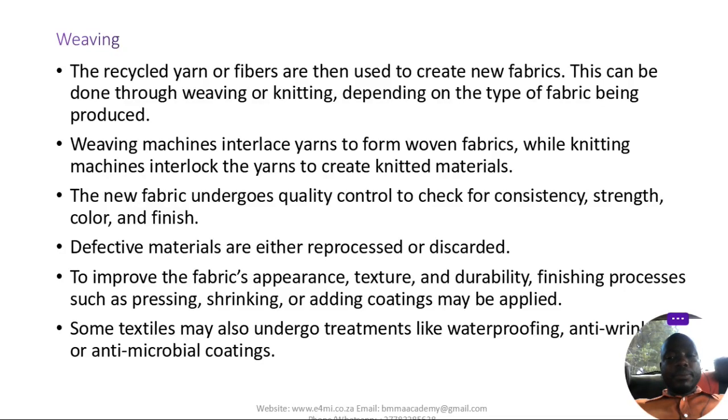The new fabric undergoes quality checks for consistency, strength, color and finish. Defective materials are either reprocessed or discarded. To improve the fabric's appearance, texture and durability, finishing processes such as pressing, shrinking or adding coatings can be applied. Some textiles may also undergo treatments like waterproofing, anti-wrinkling, etc., or antimicrobial coatings.